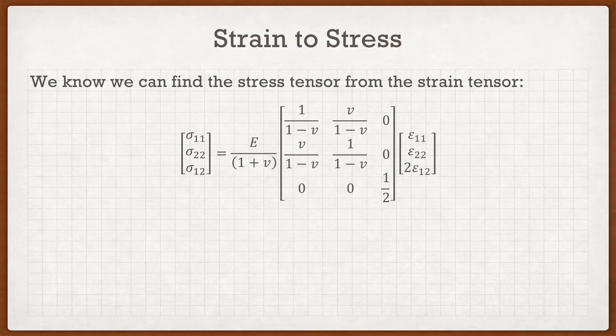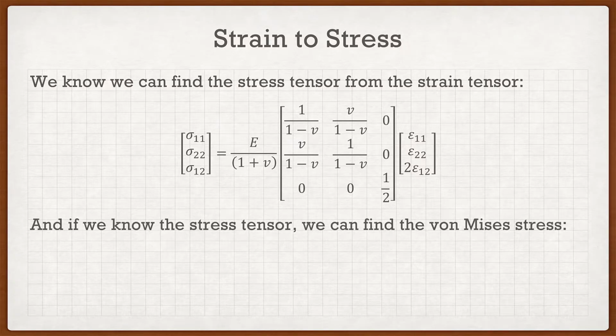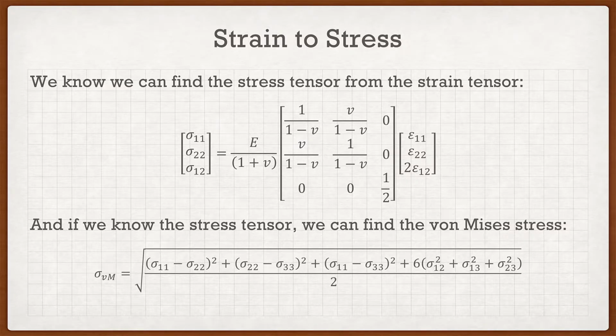Now notice how we're only given 3 components of our stress tensor, but our actual stress tensor has 6 components. But remember that under plane stress, sigma 1, sigma 2, and sigma 3 are equal to 0. So after we do this calculation, we'll have all the components of our stress tensor. And if we have those components, then we can start finding the von Mises stress, because the formula for the von Mises stress is just a function of all those components of the stress tensor. And if we know them, all we have to do is substitute them in nicely, and we can find our von Mises stress.